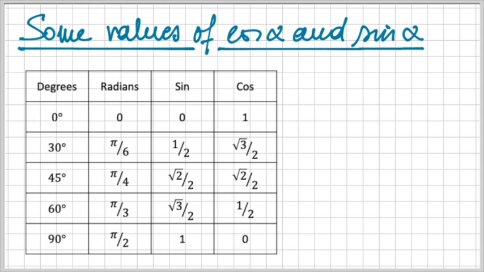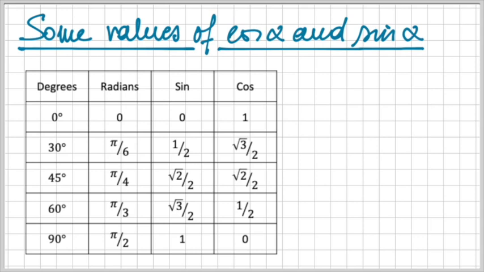So we have 0, 30, 45, 60, and 90 degrees. And we look at sine, we start with 0. And then we have, for 30 degrees, square root of 1 over 2. For 45, square root of 2 divided by 2. For 60 degrees, square root of 3 divided by 3. And 90 degrees, square root of 4 divided by 2, which is of course equal to 1.